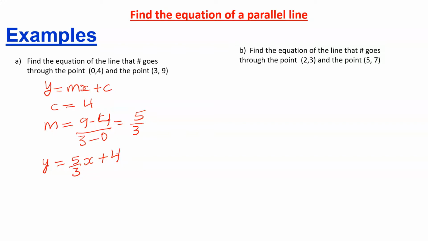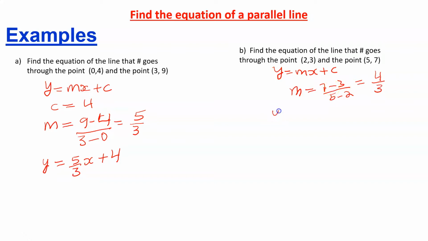Let us move to the other one. Find the equation of the line that goes through this point and through that point. General equation again, y equals mx plus c. Do we know m? No. Do we know c? No. Can we work out m? Yes. m is increase in y, which is 7 take away 3, divided by increase in x, which is 5 take away 2. The top one gives you 4, and the bottom one gives you 3. So that's your m.